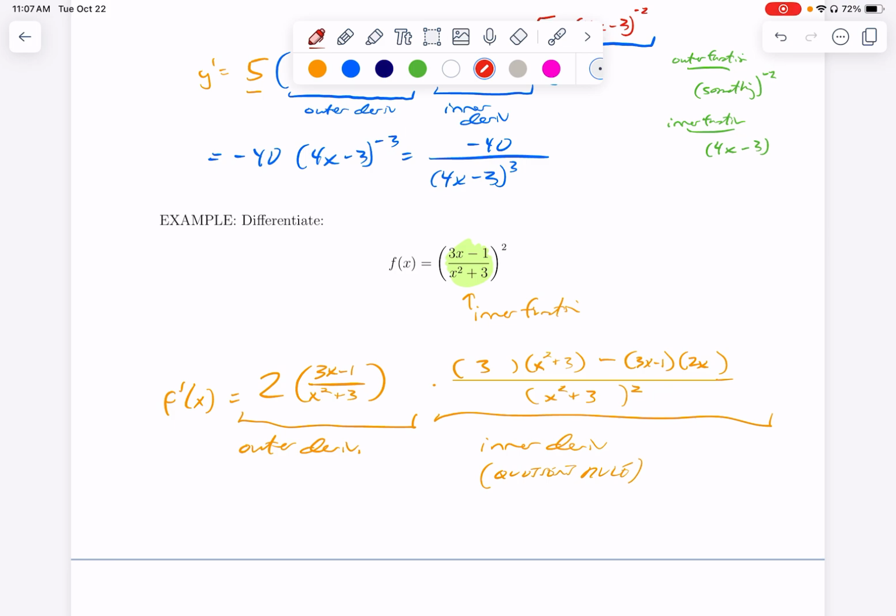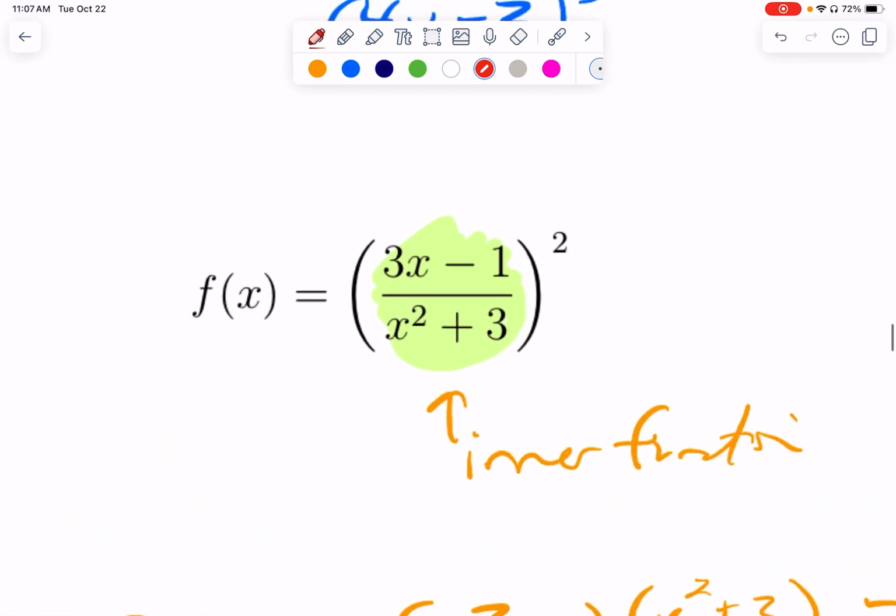You want to get good at looking at a composite function and understanding, oh, this whole fraction is my inner function, squaring is my outer function. So to take the derivative, it's outer derivative times inner derivative. Focus on the pattern. Do not just think memorizing a formula will get you there. Okay, that's it.